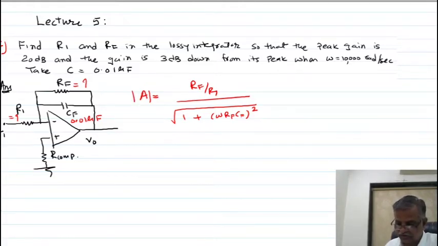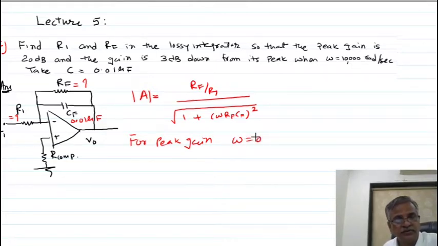Now read the question: the peak gain is 20 dB. Peak gain is possible when this term is 0. It means when omega is 0, then the gain is peak. So for peak gain I can write: omega is 0, meaning the frequency is very low, or omega tends to 0, the gain is peak. So they have given 20 dB.